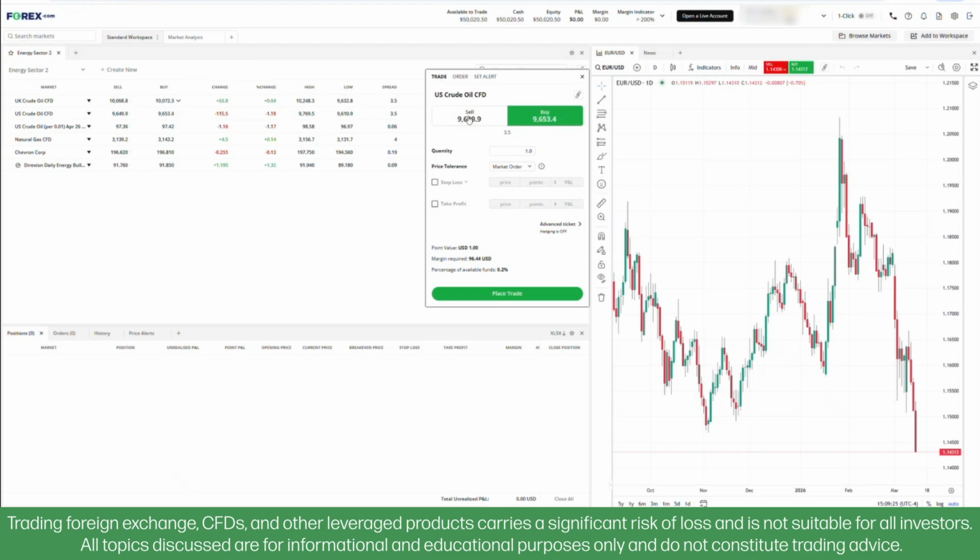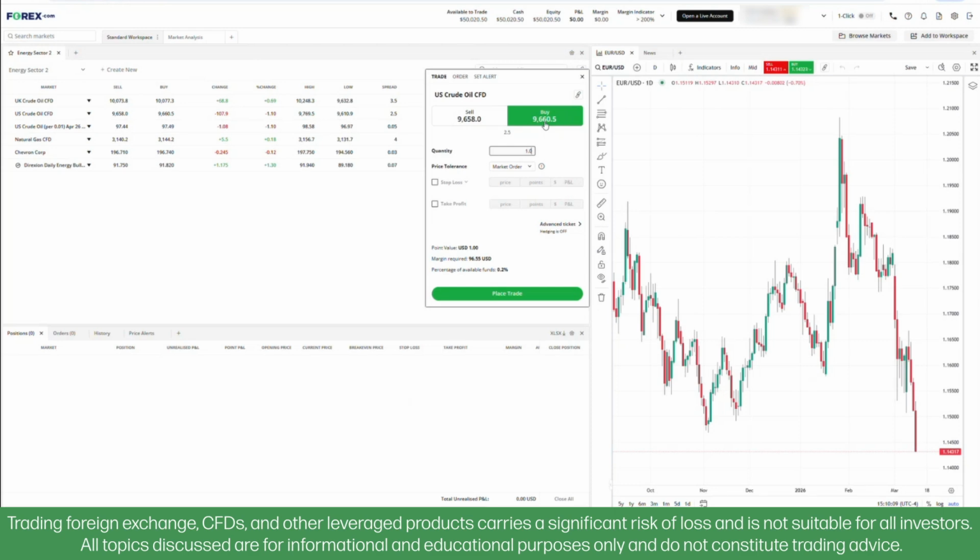Now, as you can see, you have a sell button and a buy button. If you think the price of the market is going to go up, you'd be clicking on buy. If you think the price of the market is going to go down, you'd be clicking on sell. All right. Now, as you can see, the quantity that I'm interested in dealing in is one contract. When you're trading US crude oil, the market is priced at $9,660. Now, I think it's somewhat obvious that the price of crude oil per barrel right now is not 9,660.